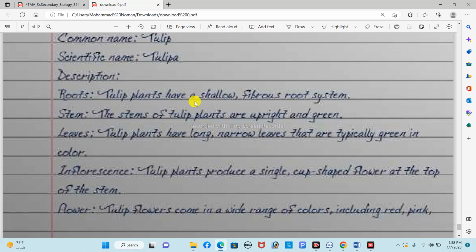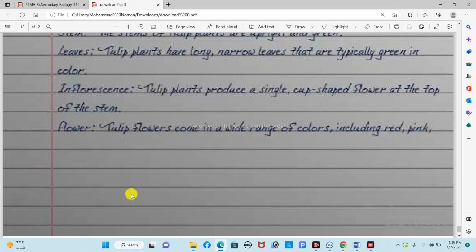Scientific name Tulipa. Roots. Tulip plants have a shallow, fibrous root system. The stem of tulip plants is upright and green. Leaves. Tulip plants have long, narrow leaves that are typically green in color. Inflorescence. Tulip plants produce a single cup-shaped flower at the top of the stem. Flower. The tulip flower comes in a wide range of colors including red, pink.